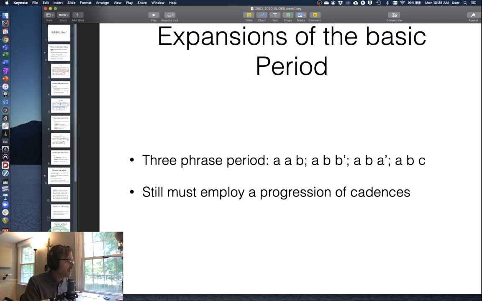So this slide is less important, but it basically states that we can have different variations of the parallel period and expansions of the period, but they still must employ a progression of cadences to be considered periodic. The word period or periodic implies this sense of departure and return, that there's a cycle to the music, that if we go to the half cadence, we must come back down to the full cadence. It must be resolved in some sort of cyclic way.